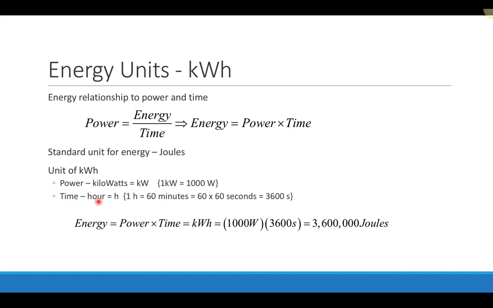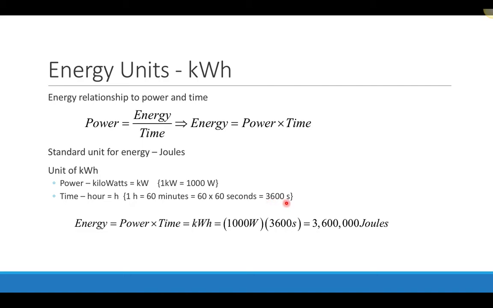And for time, instead of using seconds, we use hours. So if I multiply power times time, since energy is power times time, and I use units of power in kilowatts and time in hours, I get energy units of kilowatt hours. You have to remember that 1 hour is equal to 60 minutes, and 1 minute is equal to 60 seconds. So 1 hour is equivalent to 3,600 seconds.